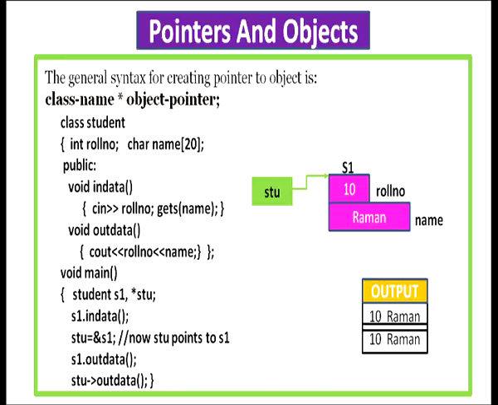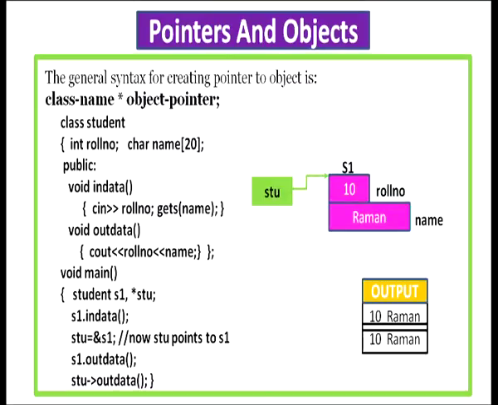In main, the first statement is student S1. S1 is an object of type student, so memory will be allocated to its data members, roll number and name. Then we are declaring a pointer to this class, that is star stu. The next statement is S1 dot indata. So, the indata function will be invoked for the object S1, and whatever values we enter through the keyboard will be stored in roll number and name. You can see here roll number has value 10 and name has value Raman.